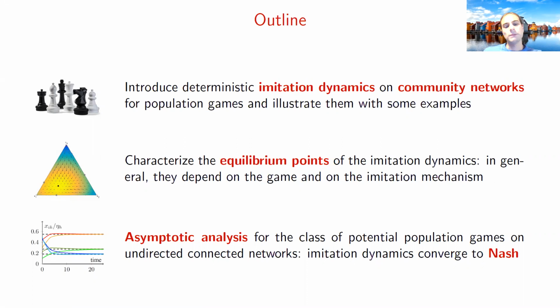And finally, we'll perform an asymptotic analysis for a specific class of population games that are potential games, and under some further assumption on the community network. And we will see that imitation dynamics, under this assumption, converge to Nash equilibria.